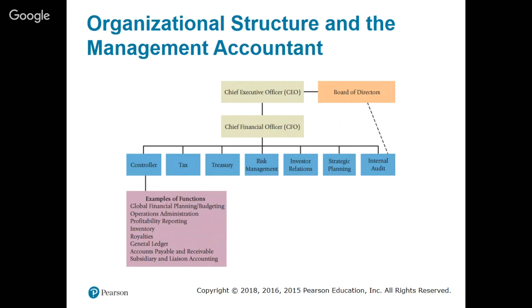So the controller, they talk about global financial planning and budgeting, operations, administrative, profitability reporting, inventory, royalties, journal ledger, accounts payable and receivable, and subsidiary and liaison.